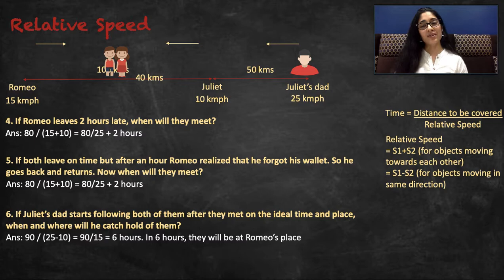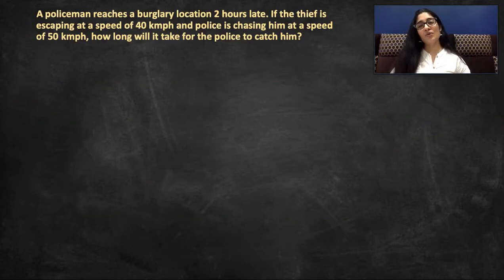So, if you calculate in 6 hours at a speed of 10, couple is going to cover 60 kilometers. In 6 hours at a speed of 25, Juliet's dad is going to cover 150 kilometers. So, they are going to meet at Romeo's place. So I hope this story is going to help you understand this concept better. Now let's look at few more applications.